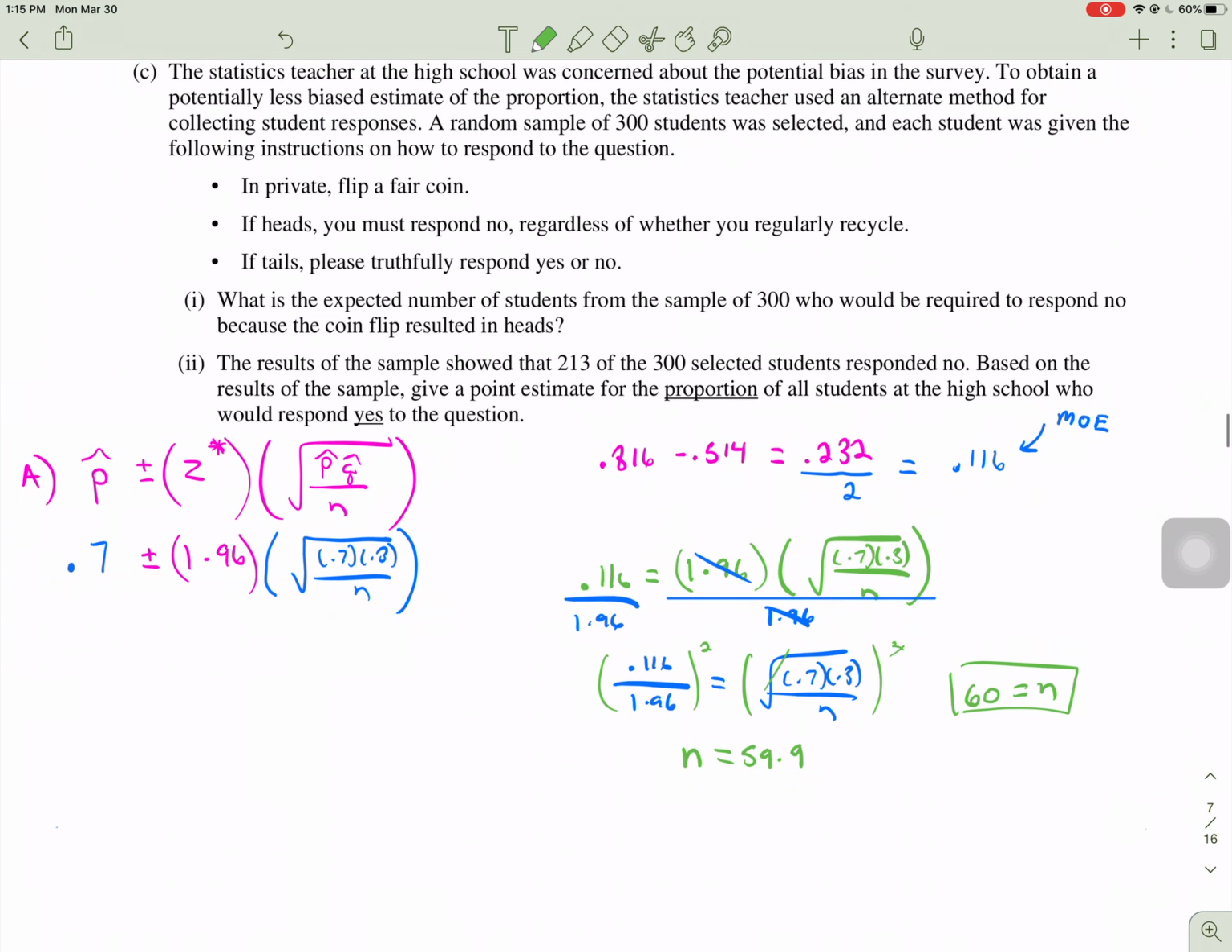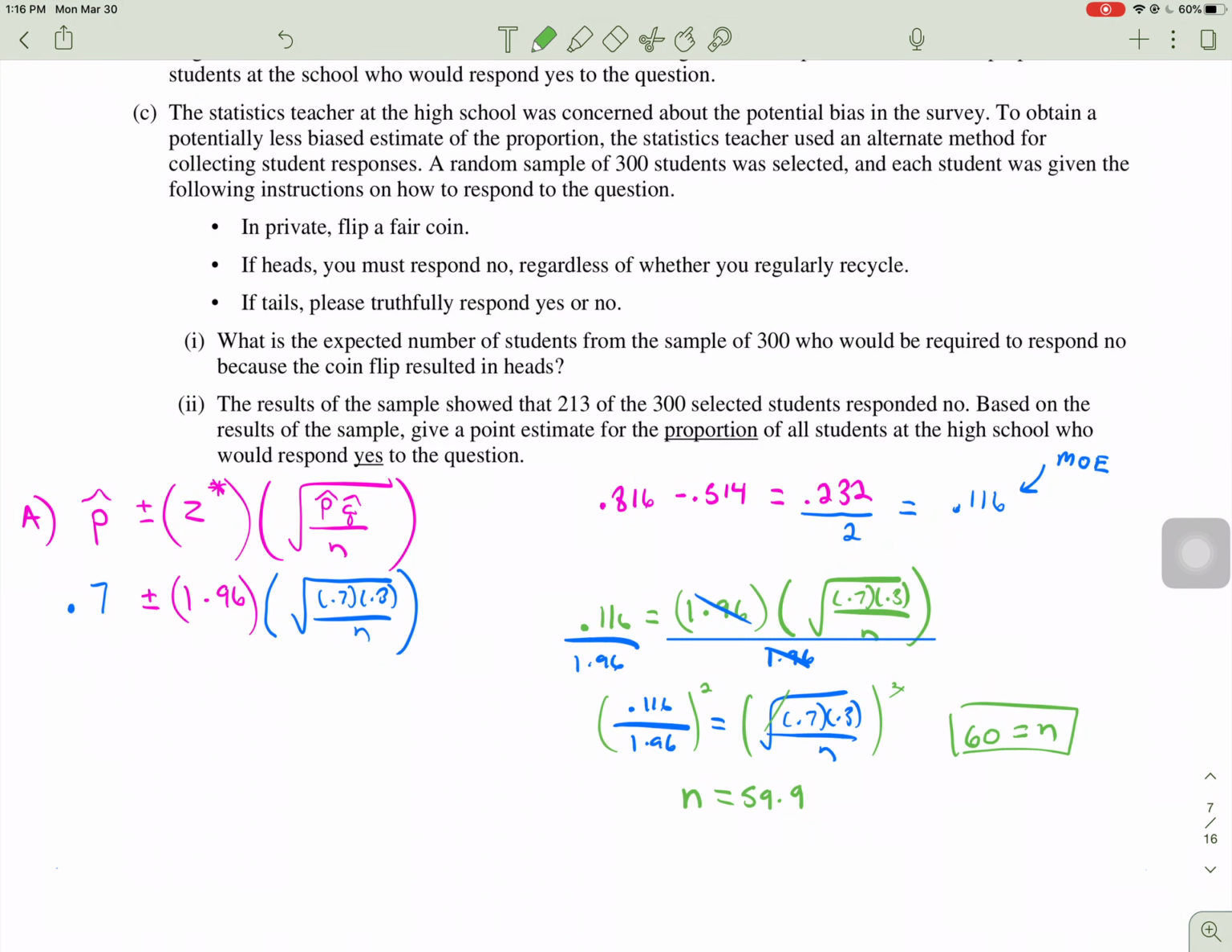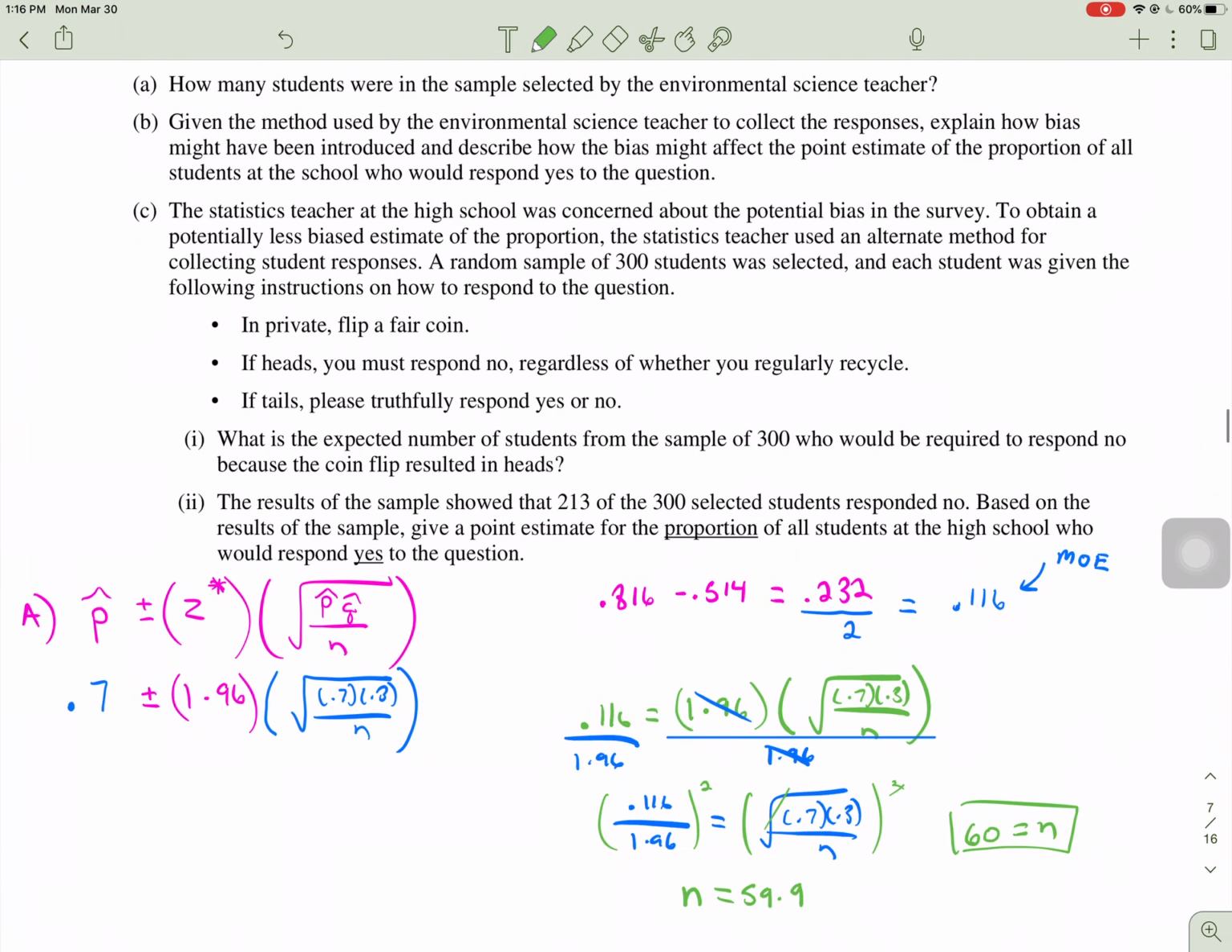Okay, good. Now, part B says, given the method used by the teacher to collect responses, explain how bias might have been introduced and describe how the bias might affect the point estimate. Okay, well, a couple things. It's very nice of them, again, to say the second part, which was describe how it would affect the point estimate. This is something that if they don't tell you, you have to do anyway. Identify the bias and in which direction.